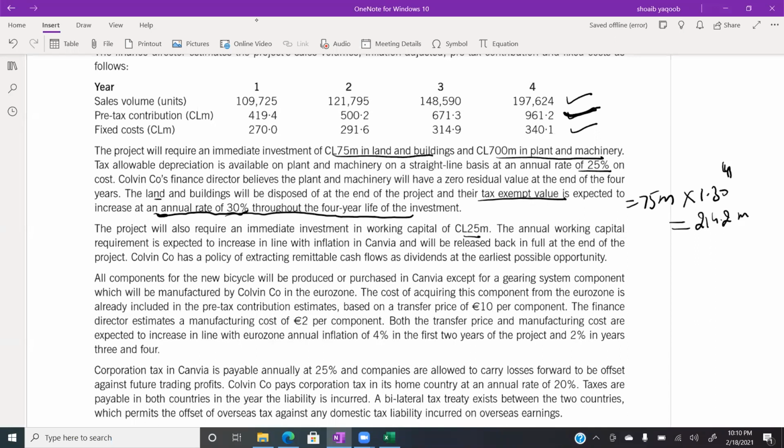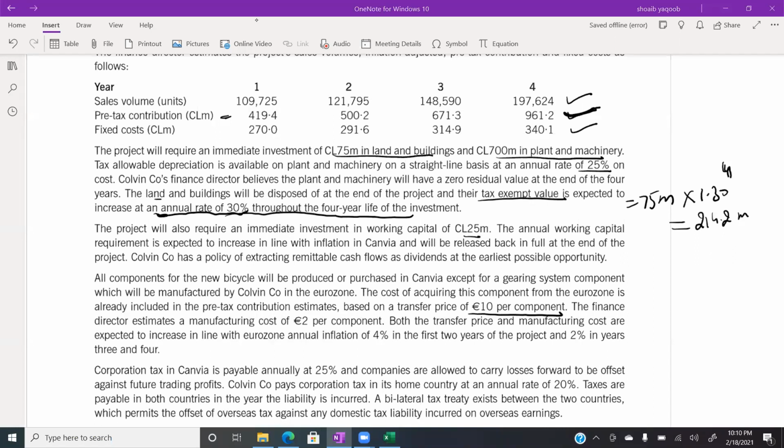The cost of acquiring this component from the Eurozone is already included in the pre-tax contribution. So that means you have included the cost in your pre-tax contribution calculation. So we do not have to add cost here. We do not have to deduct the cost there. Based on the transfer price of 10 euro per component.